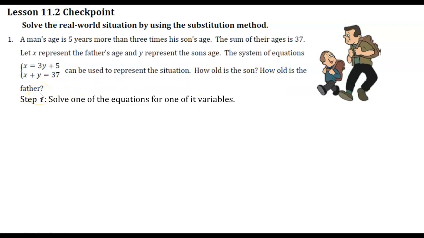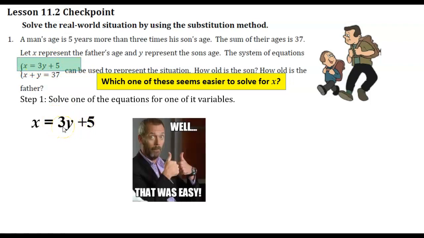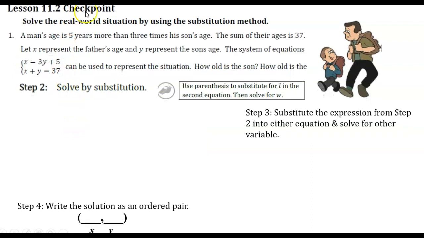So first things first, we're going to choose which one of these is already solved for X. First one or the second one? The first one, right? X is already by itself. Again, that was easy. I love these kinds of questions because step 1's already done for us. Now, on to step 2. So now I'm going to write down the equation that we didn't use, X plus Y equals 37. Again, I'm going to leave a blank for X. And instead of writing X, I'm going to write 3Y plus 5, which is what X is equal to.